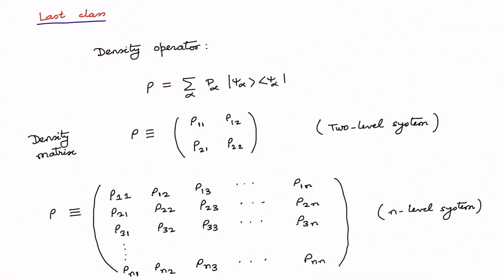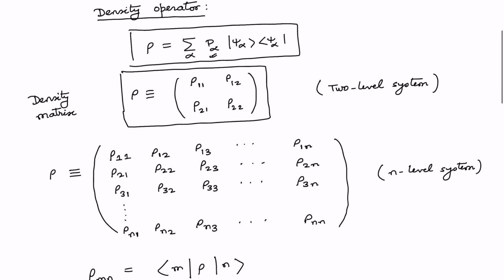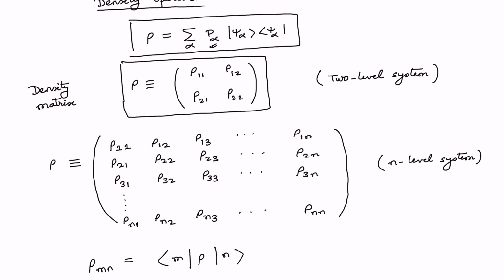So let's begin. In the last class, we discussed how to represent the quantum state of a system by using the so-called density operator, and we defined the density operator by this relation, where P alpha is the classical probability. This density operator can be represented in the form of a matrix as well. For example, for a two-level system, it is represented by a 2 by 2 matrix, and this definition can be extended to an n-level system, where the density operator is represented by an n by n matrix.